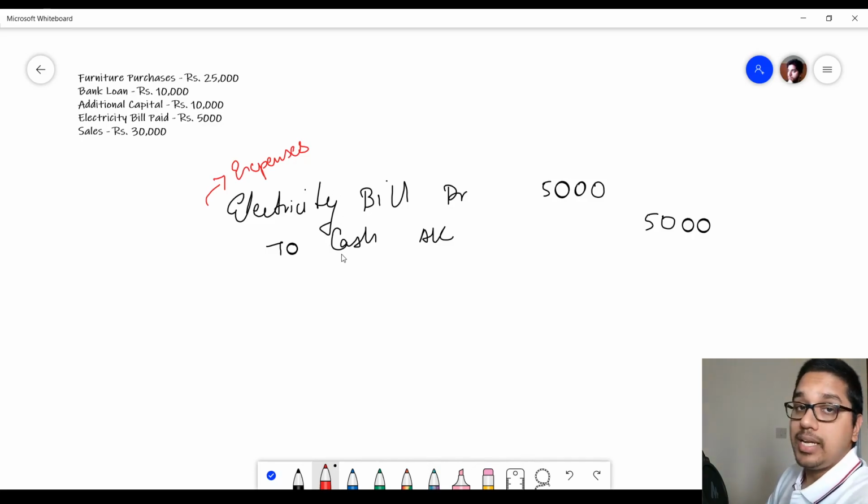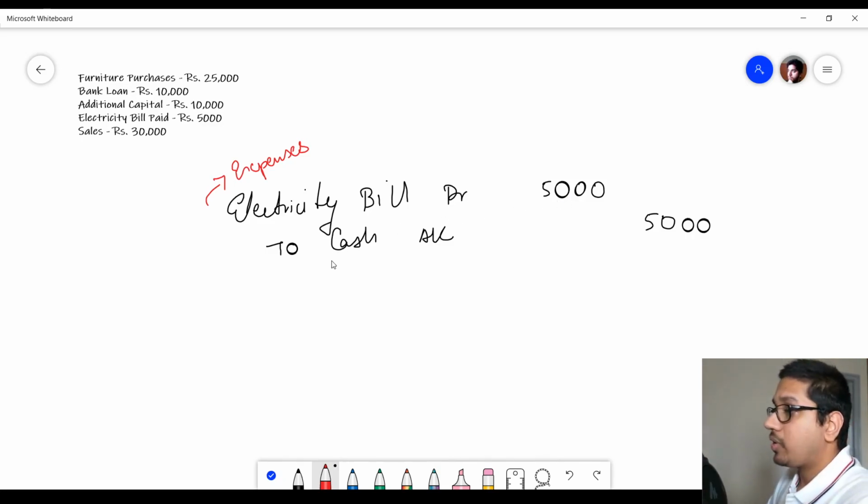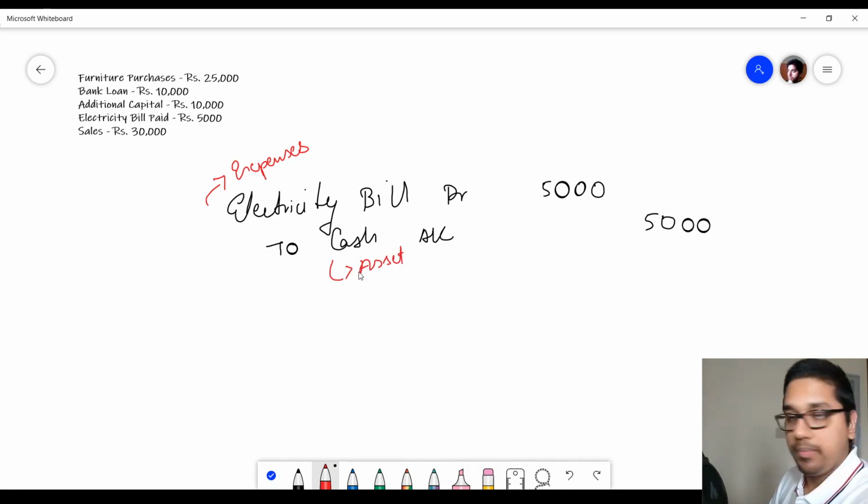And cash as an asset is declining in the business because you're using cash to make the payment of this particular expense. So cash as an asset has to be credited because it is declining in the business. So let's move on to the next one.